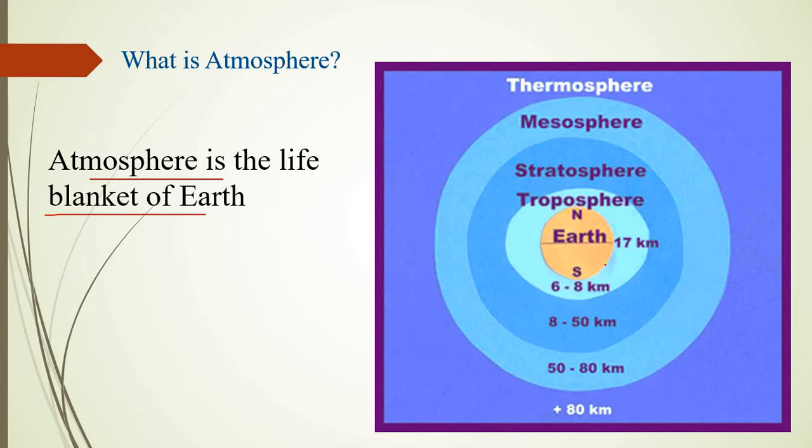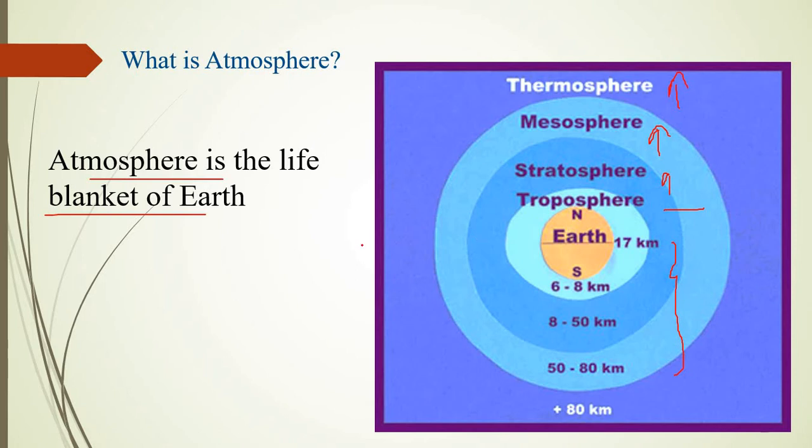earth. Then after that, 0 to 8 kilometers is called the troposphere, above that is the stratosphere, above that the mesosphere, and last is the thermosphere. The kilometer range is given for each layer. The top layer, more than 80 kilometers, is the thermosphere. This is the atmosphere of our earth.